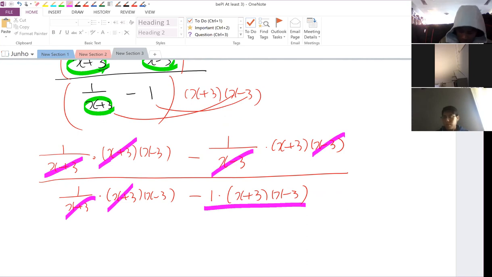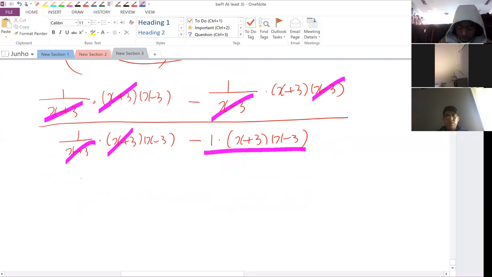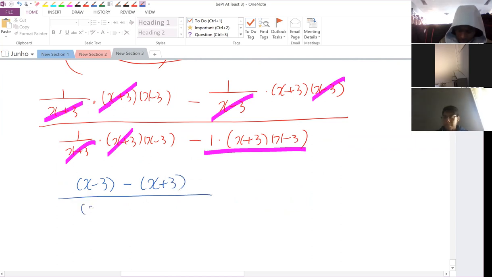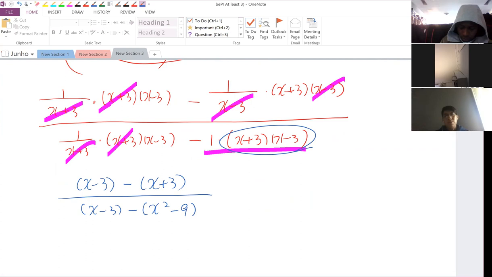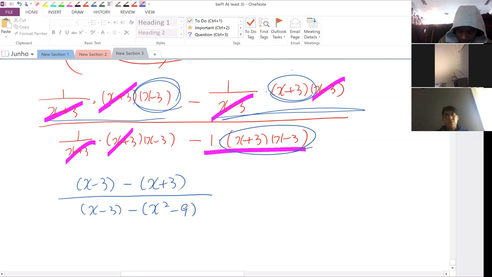Now this becomes x minus 3 minus (x plus 3) over, now, x minus 3 minus, this becomes x squared minus 9. Make sense? I totally skipped a step, so if you don't get it, let me know. I hope you are all okay. So that should be the answer, but we need to simplify. We haven't reached it yet. I just reorganized the common factor. So this term becomes x minus 3 left. This term becomes, should it be x plus 3 minus x squared minus 9? No, because our x plus 3 is canceled out.